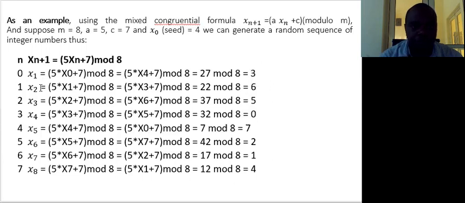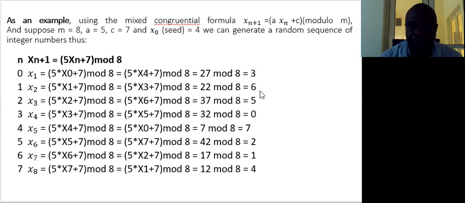Then we use this value 3 to compute x2. So x2 will be equal to 5 multiplied by the value we got here, 3, plus 7. So 5 times 3 is 15, plus 7 will give us 22. 22 divided by 8 can only go 2 times, giving 16. So remaining 6. So 6 is x2 here.